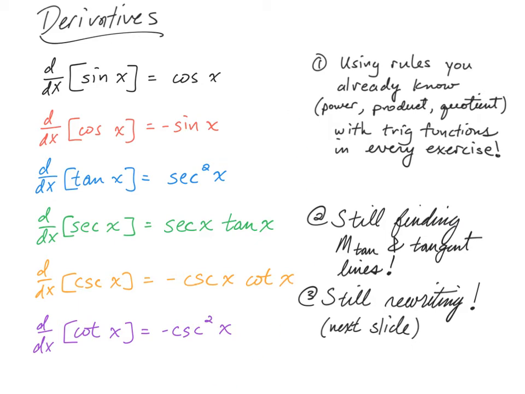So one thing I've mentioned already is that you will use the rules you already know, such as the power, product, and quotient rules, with trig functions in every exercise. You will still be finding the slopes of tangent lines and the equations of tangent lines, and there is still going to be this idea of rewriting, and that is just more so than, say, rewriting a square root as x to the 1/2 power.